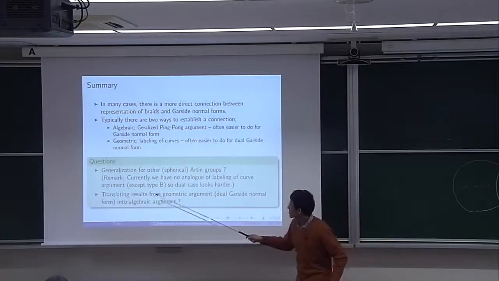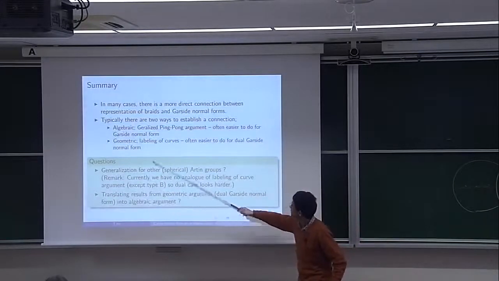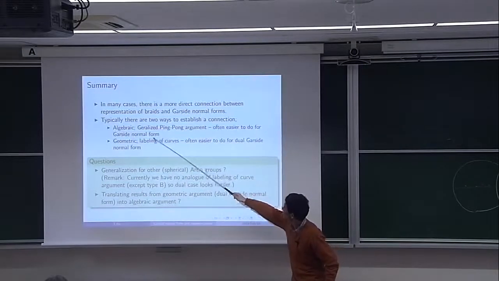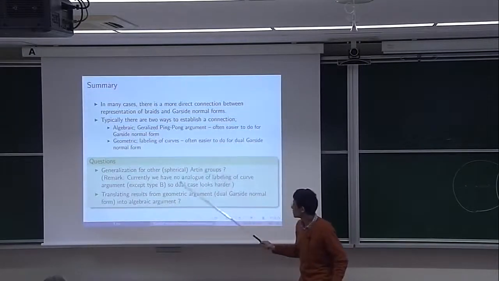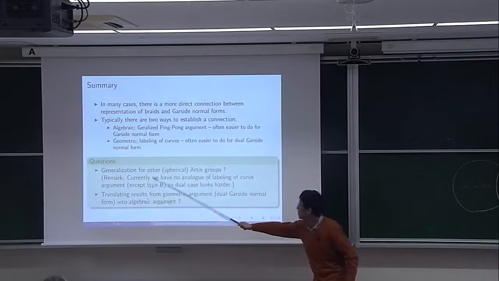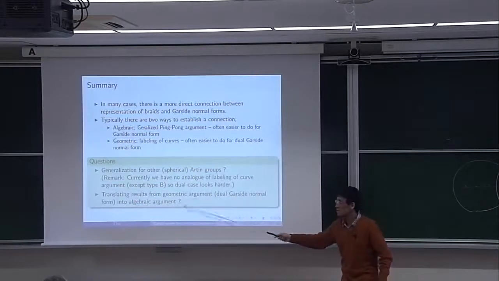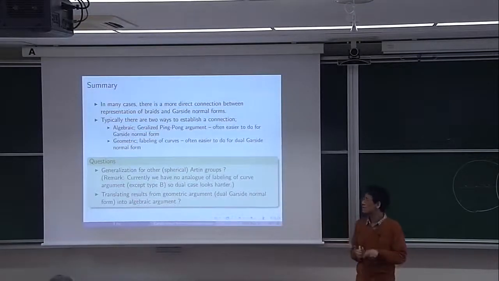Also, the second question is that, we know a geometric result from an algebraic argument, so translating geometric results from algebraic arguments might provide a new structure on the representations of braid groups.